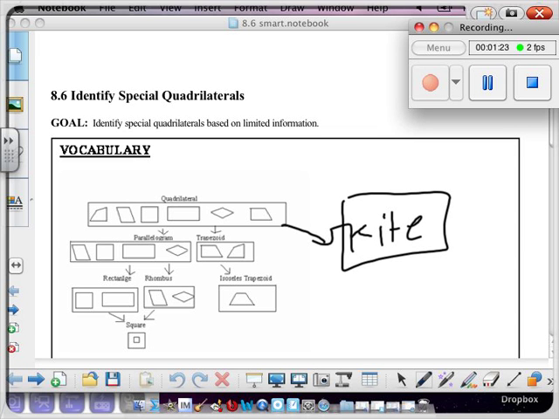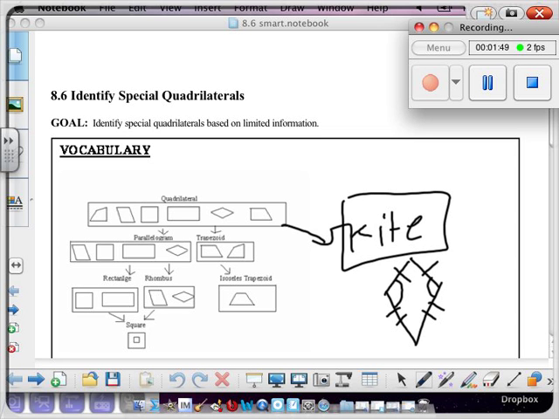A trapezoid has one pair of parallel sides. Does a kite have any parallel sides? If we were to draw a kite, let's look at it. Are there any parallel sides to that kite? No. My consecutive sides are congruent, and it has one pair of congruent angles. Okay, that's our definition of a kite.